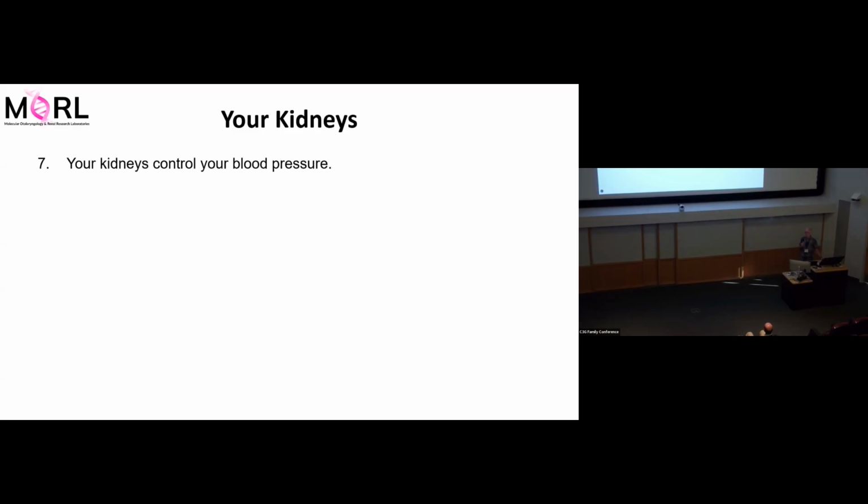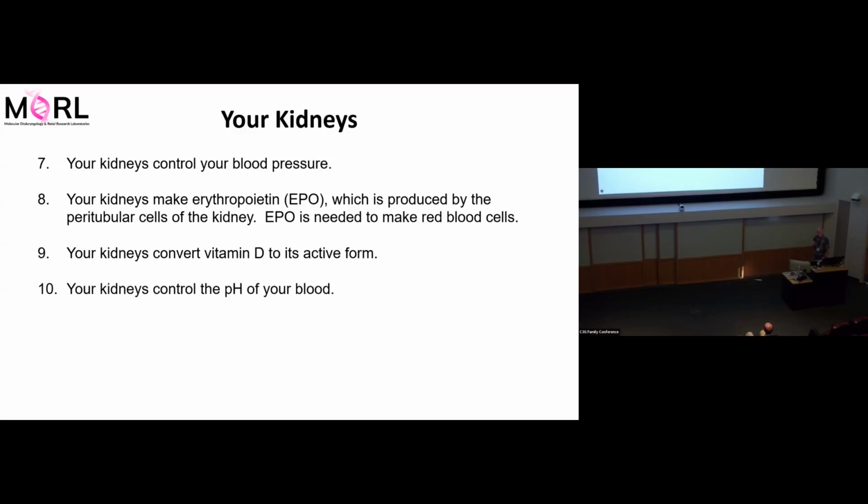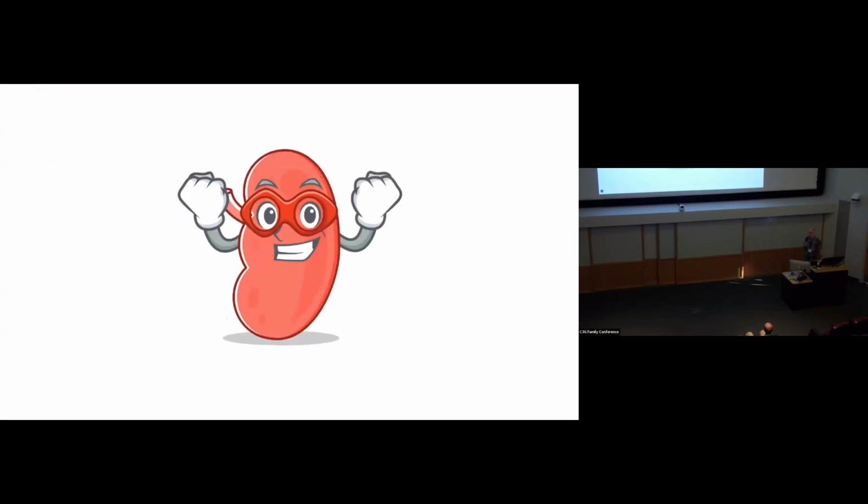Your kidneys control your blood pressure. They make EPO, which is essential for your red blood cells. So some of you, when you were on dialysis, had to have EPO shots. They convert vitamin D to its active form, and they control the pH in your blood. So they are super organs.